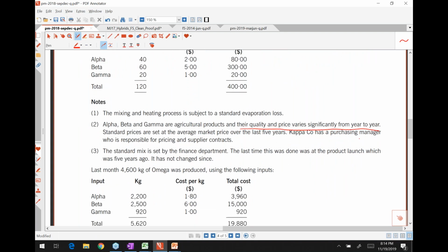The company has a purchasing manager who is responsible for all pricing and supplier contracts. Obviously a purchasing manager is the one responsible for these things. The standard mix is set by the finance department. The last time this was done was at the product launch, 5 years ago. This is something alarming, that in 5 years you haven't changed your standard mix. That is a bit strange.